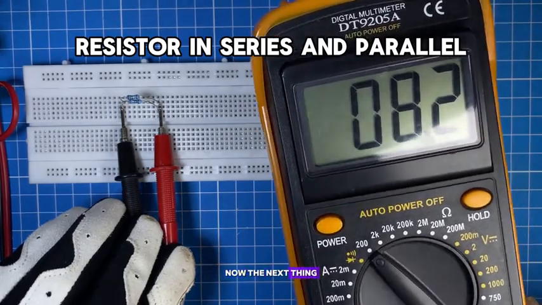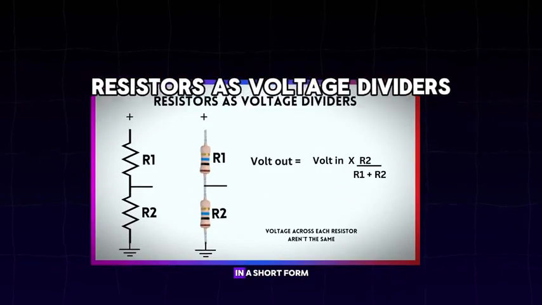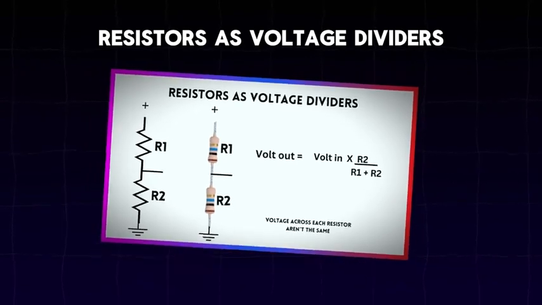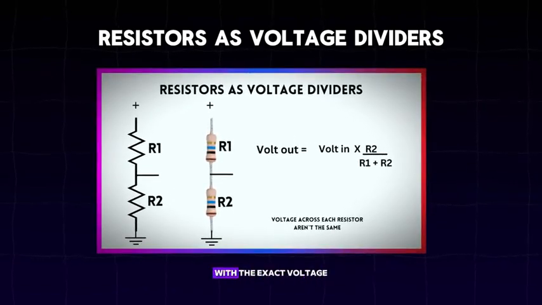So now the next thing we are going to talk about is how to use resistors as a voltage divider. In short, using resistors as voltage dividers means connecting two or more resistors in series to create a circuit where the input voltage is divided proportionally across each resistor, resulting in a smaller output voltage at a specific point in the circuit, with the exact voltage depending on the ratio of the resistor values. It's a simple way to reduce a voltage to a desired level using only resistors.